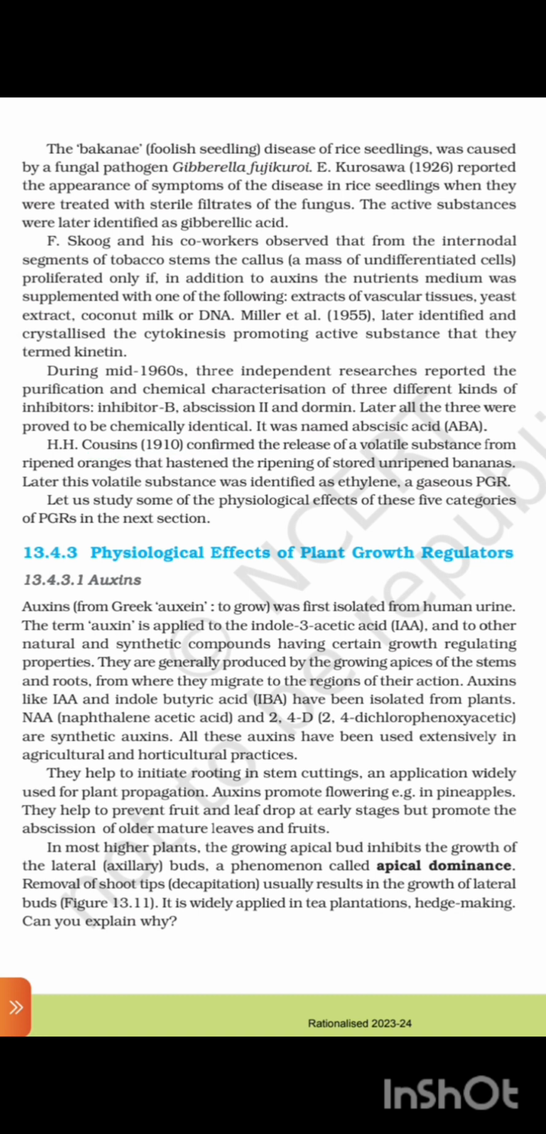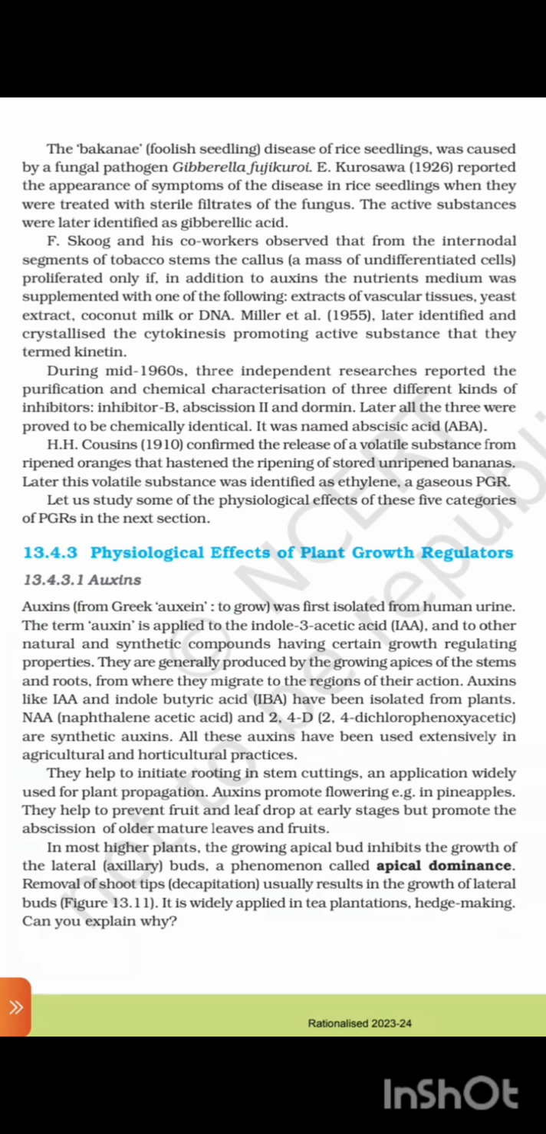H.H. Cousins, in 1910, confirmed the release of a volatile substance from ripened oranges that hastened the ripening of stored unripened bananas. Later, this volatile substance was identified as ethylene, a gaseous PGR. Let us study some of the physiological effects of these five categories of PGR in the next session. 13.4.3 Physiological effects of PGR.